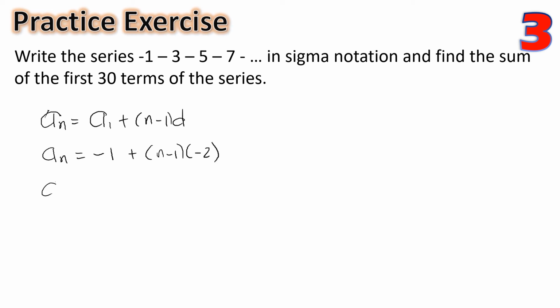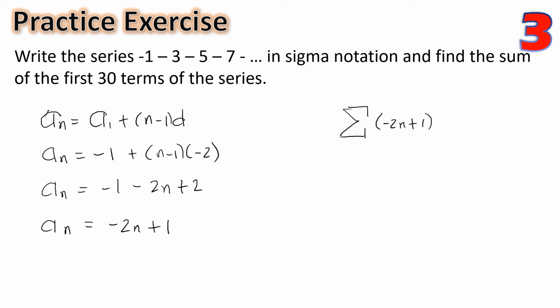So we have a sub n is equal to -1 minus 2n plus 2. Hence, the general term of the series is -2n plus 1. In sigma notation, this is the summation of -2n plus 1 from n equals 1 until 30.